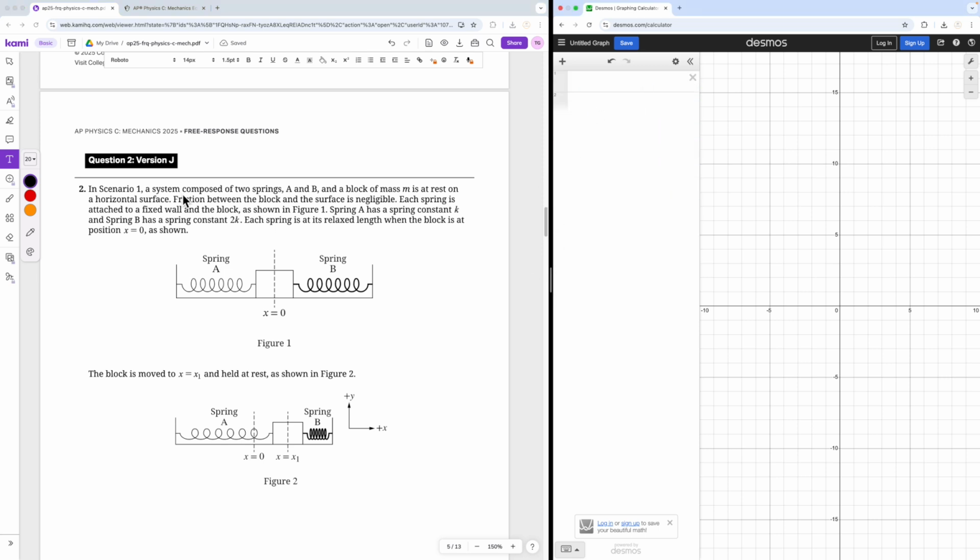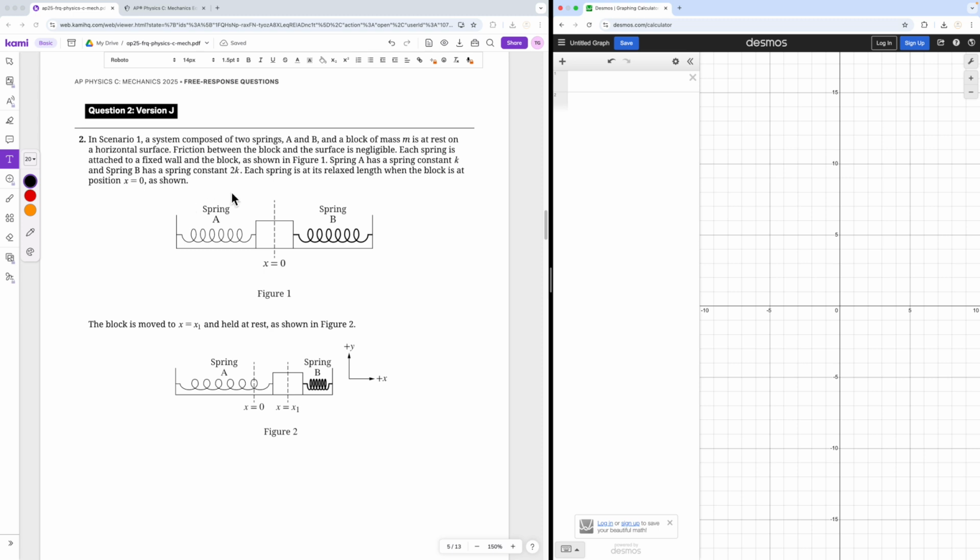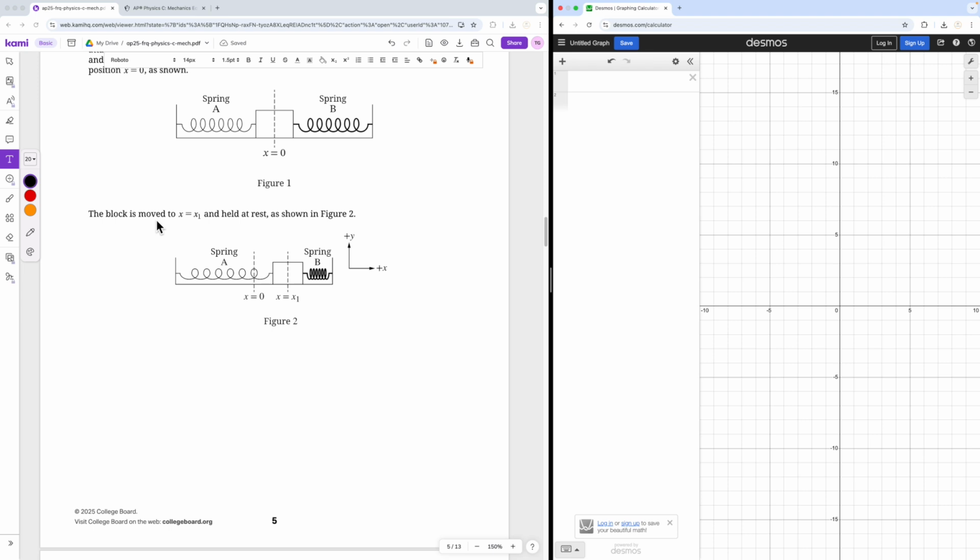Now, question 2. In scenario 1, a system is comprised of 2 springs, A and B, and there's a block of mass m in the middle here, and friction between the block and the surface is negligible. Okay, and each spring is attached to a fixed wall, and we have spring A with a constant k, but spring B has spring constant of 2k, and these are the relaxed lengths, meaning there's no energy stored in the spring. Then, the block is moved to position x equals x1 and held at rest.